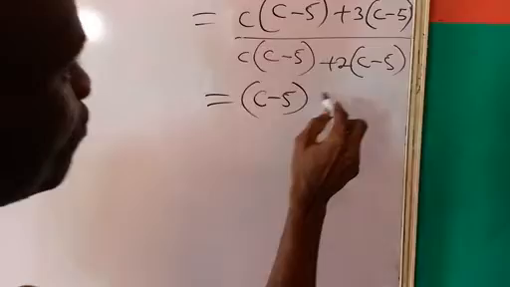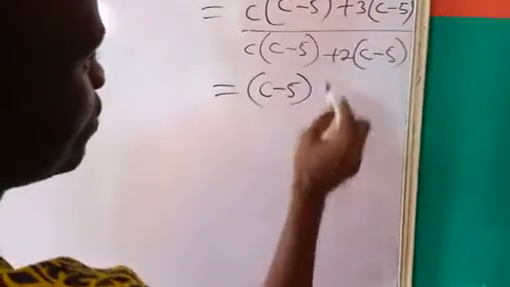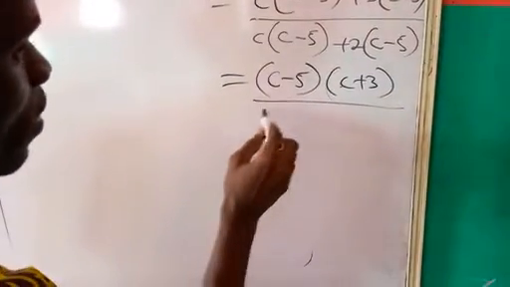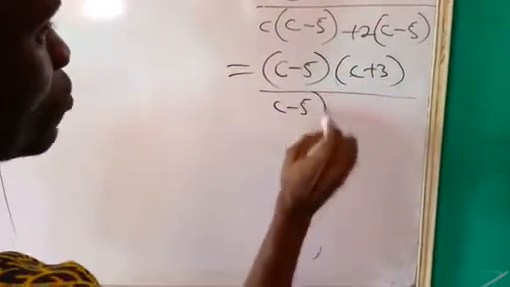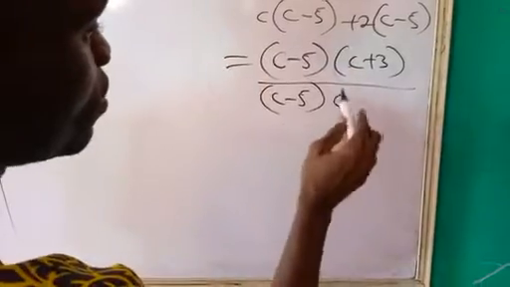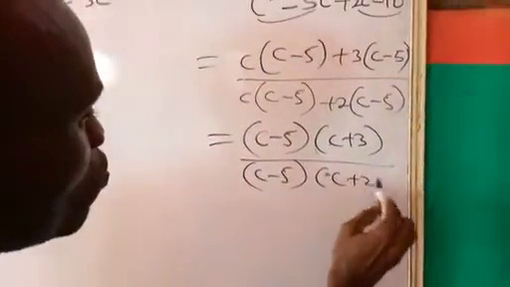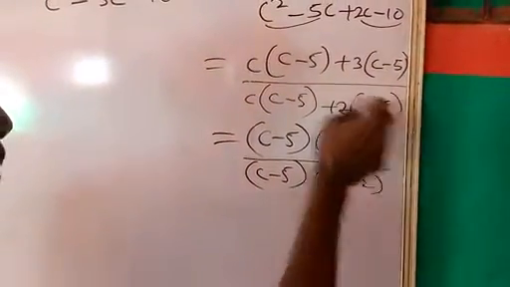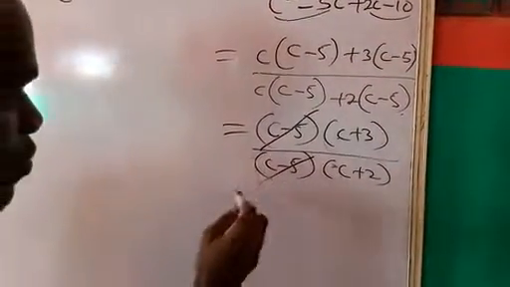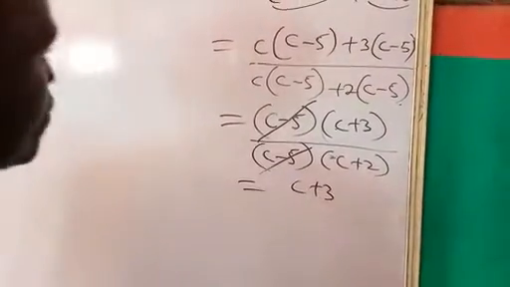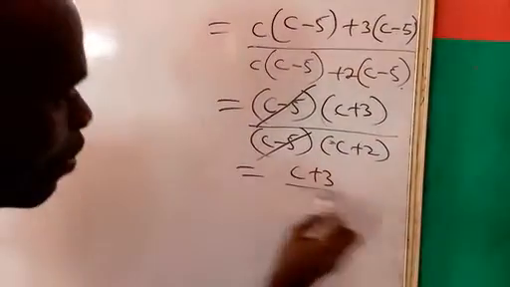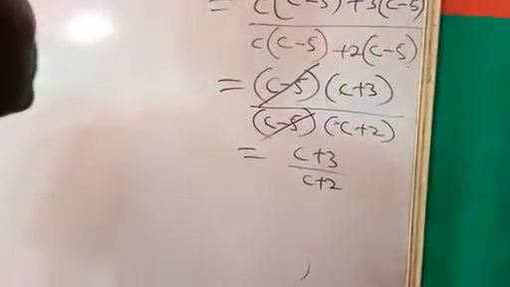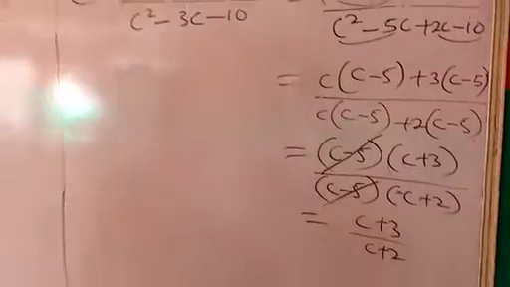Now, what is the other one? We have c, and the one outside is c plus 3. This one will be c minus 5, and the other factor is c plus 2. Therefore, something is common there now. This one is common, so what is left is c plus 3 all over c plus 2. This is the solution to question 5.